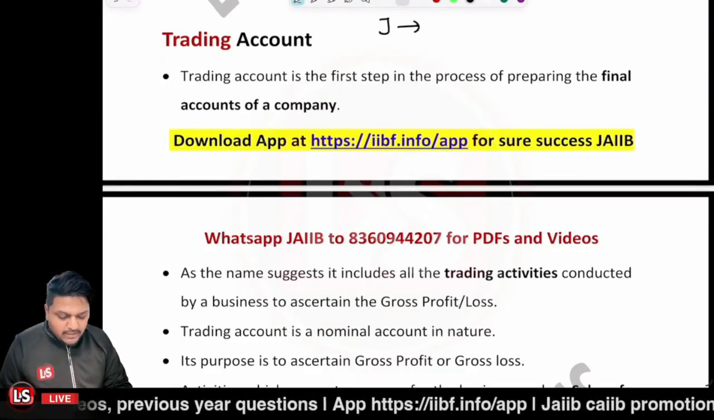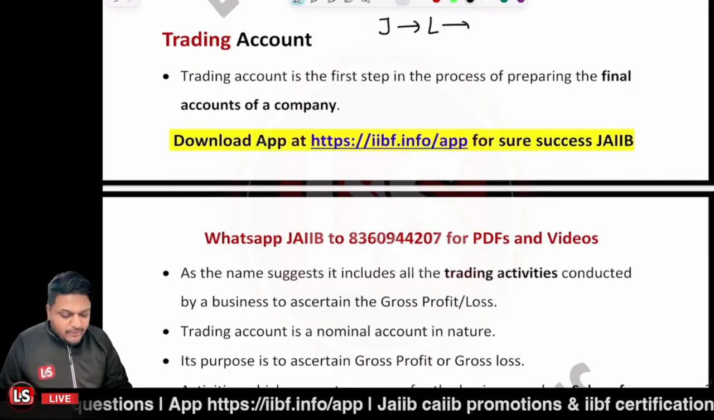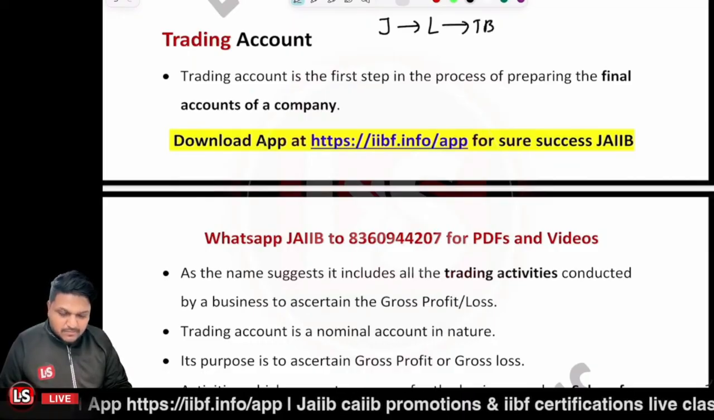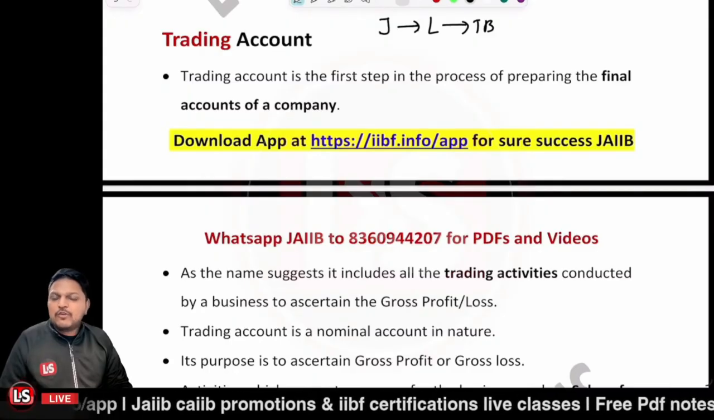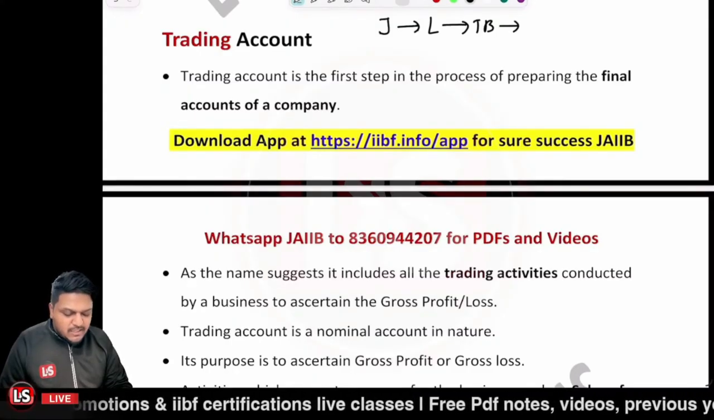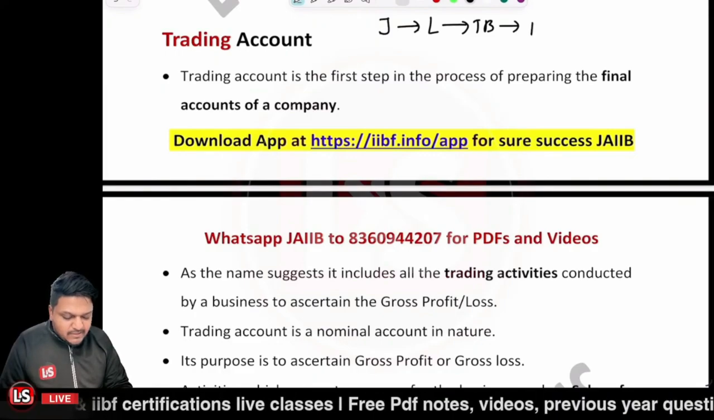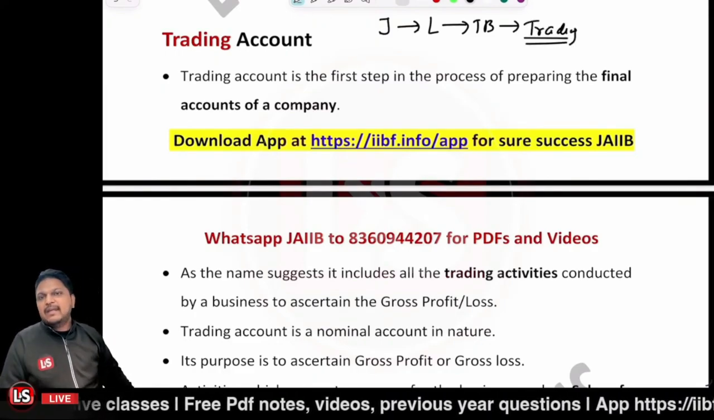I told you earlier, it's about creating an entry in the journal, right? Then we post it in the ledger, right? Posting is done. After that, we prepare the trial balance, and if the trial balance is matching or balancing, then we prepare the final statements. And here comes the first step, that's the trading account.